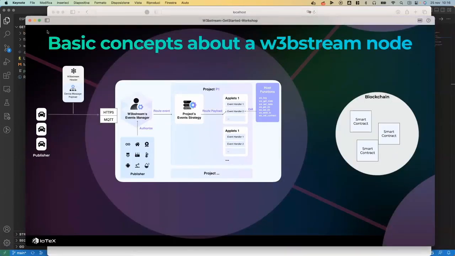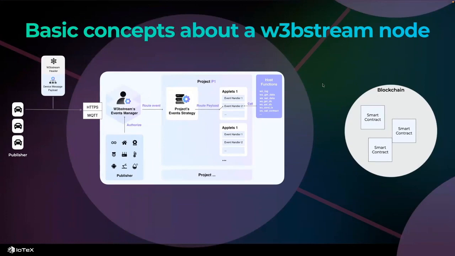Right. So we are running the W3bstream node. I want to focus a little bit on what's inside, what are the features that W3bstream provides. So what you can see here is that the W3bstream node has two network service endpoints that can be used to communicate with the W3bstream node. One on HTTPS, one on MQTT, and more will be added in the future. This means that anybody can send an HTTP or an MQTT message to your W3bstream node.